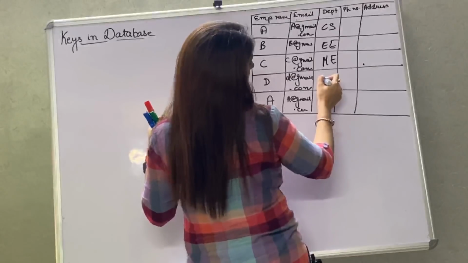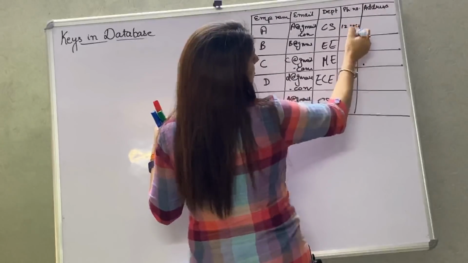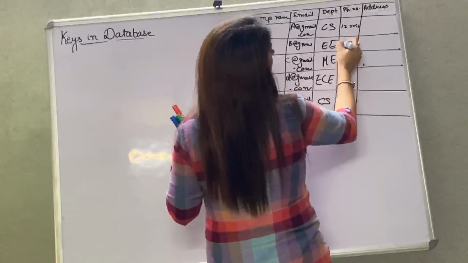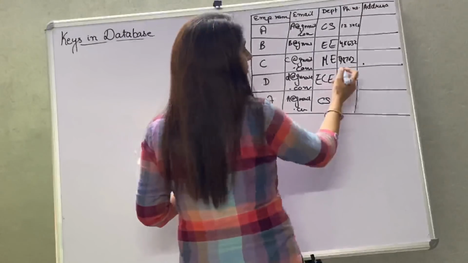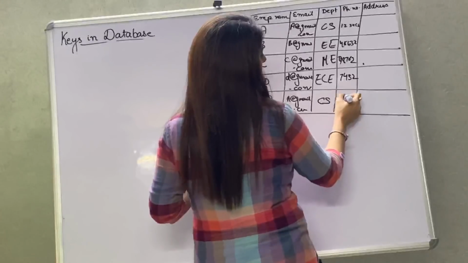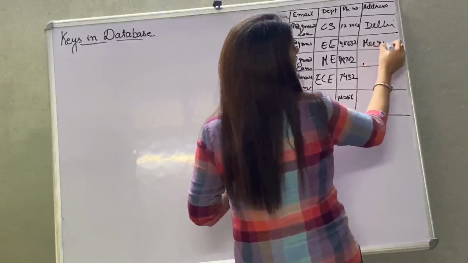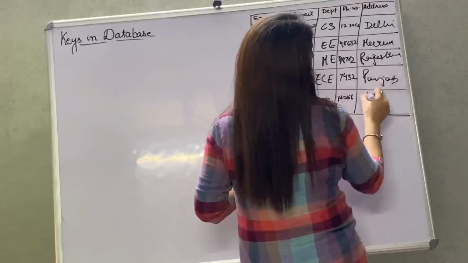Then after that I am writing the phone numbers. I am not writing the exact 10-digit number. I know that the phone number is of 10 digits, but I am just randomly writing it. So don't think I am writing something wrong.